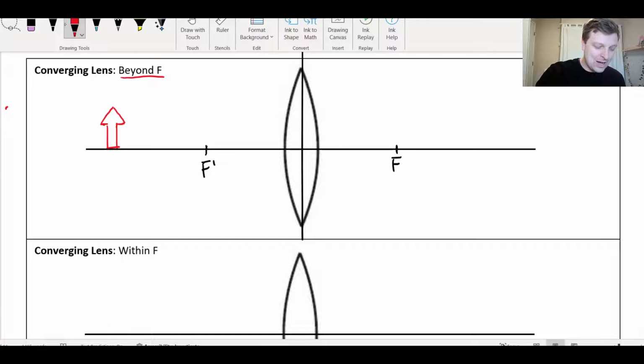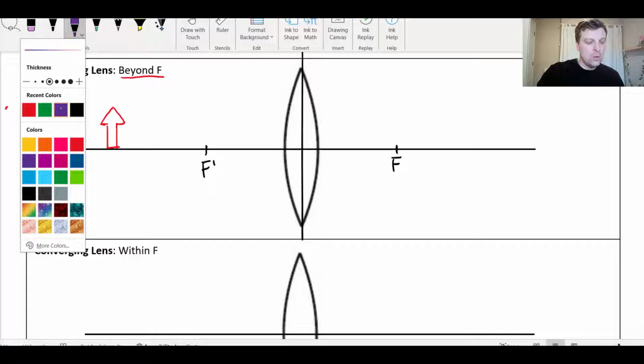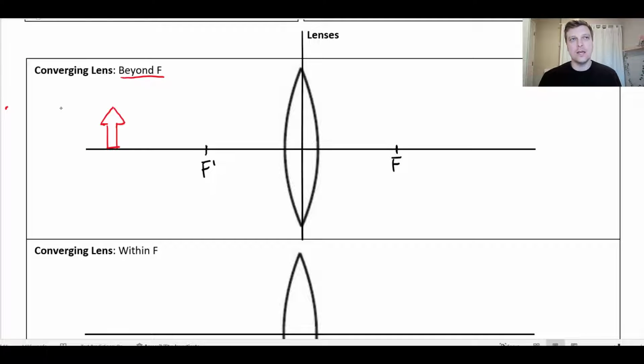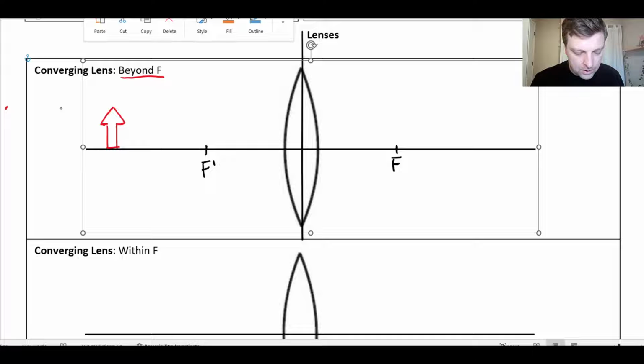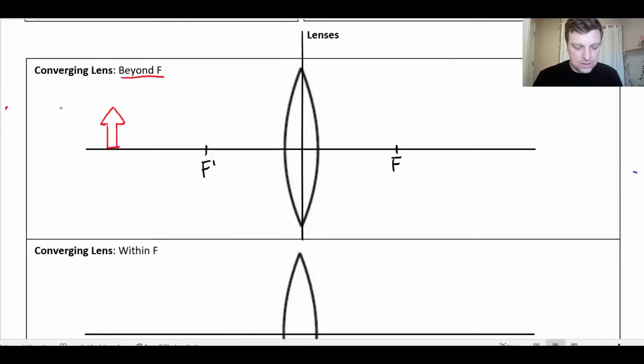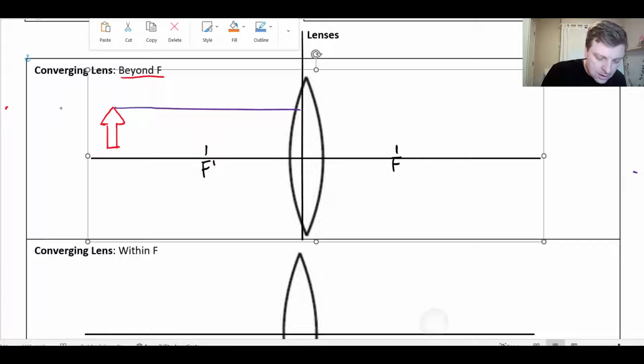All right, so just like before, we want to figure out where the image is and what it's going to look like. So we only really need to draw two lines in order to do that, two rays. So the first ray is going to be familiar to you. That's going to be a ray that goes from the top of the object and goes parallel to the principal axis until we strike the lens. And so if I line up my ruler, I get something sort of like this. Okay, very nice. All right.